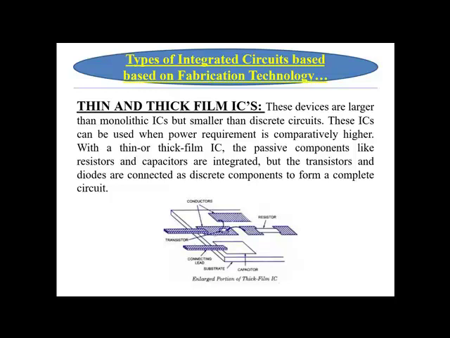With a thin or thick film IC, passive components like resistors and capacitors are integrated. But if we need transistors, diodes, transformers and inductors in the IC, it is not possible to fabricate them using IC technology. These are connected as discrete components to form a complete circuit.